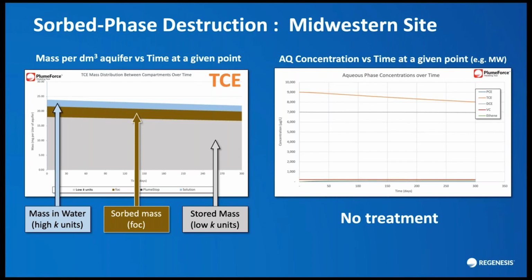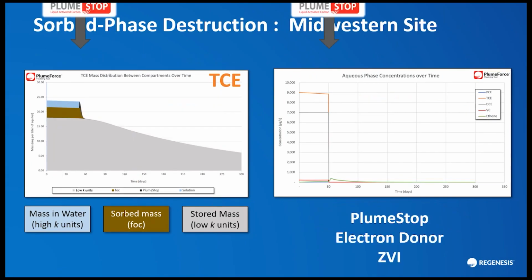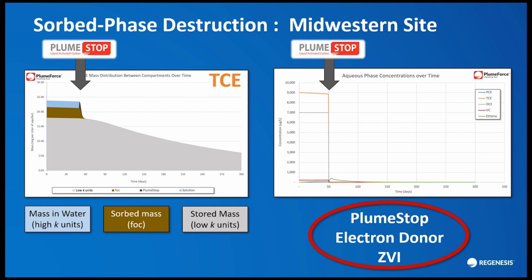TCE is dropping, but DCE and vinyl chloride are at a steady state where formation and destruction rates balance. There's no treatment. Now we add the reagents: PlumeStop, electron donor, and S-micro-ZVI. The PlumeStop adds another compartment to the block diagram.